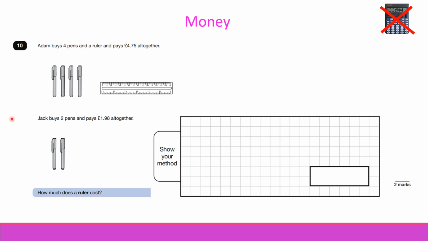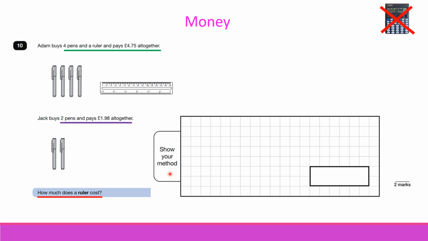This is a question linked to money. The key words of the question: we are told we've got 4 pens and a ruler and the total cost is £4.75. Then if I have 2 pens, the cost is £1.98. So you can see the 2 pens here. And you've been asked, how much does a ruler cost?